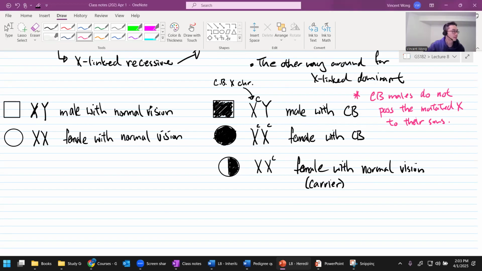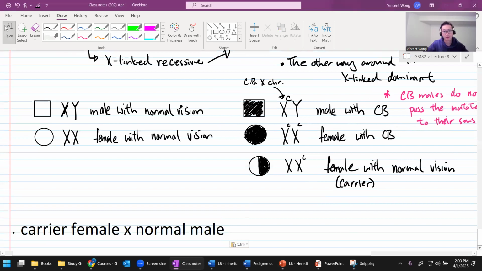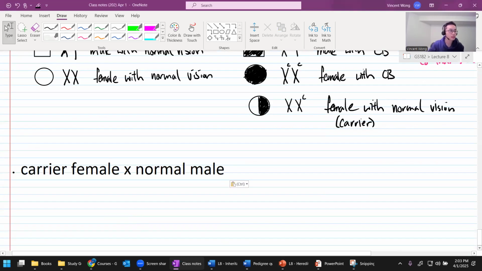All right. Let's do a few examples, and then we'll be done. First one right here. Carrier female with a normal male. We're talking about colorblindness here, okay? So carrier female, that's XXC. And then normal male would be XY.